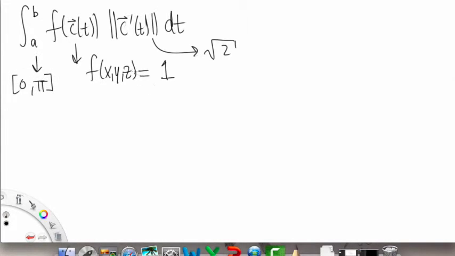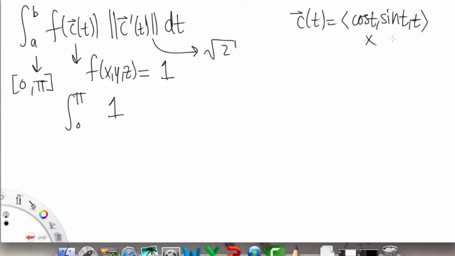Okay, so what we're going to do now is just plug everything in, and what we get is 0 to pi. Sorry, it's not 2 pi. That is a pi. And then we plug in 1 for here, because we can't plug in a c of t, even though our c of t was equal to cosine t, sine t, and then t. There's nothing, because this is our x, our y, and our z, but there are no x, y's, or z's to plug these in. So we're just going to stick with the 1, and then we have times our radical 2 dt, and then we just solve from here.